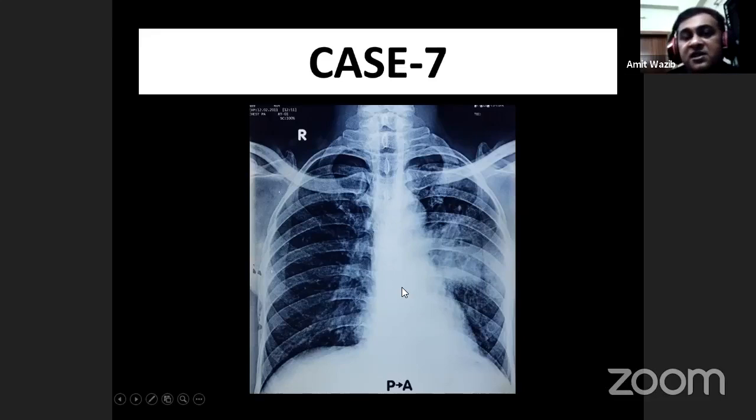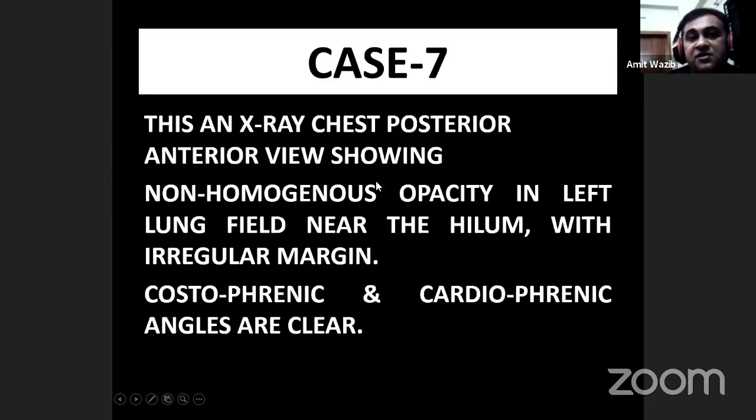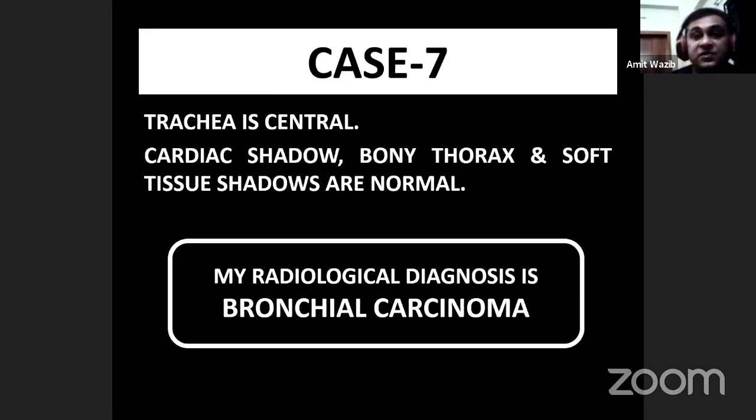So this is an X-ray chest posterior view showing a non-homogeneous opacity in the mid-zone of the left lung field with irregular border, and the opacity is near the hilum. Describe other things as normal, that is costophrenic, cardiophrenic angles are intact, trachea central, there is no bone lesion, the soft tissues are normal. So this is a case of bronchial carcinoma.